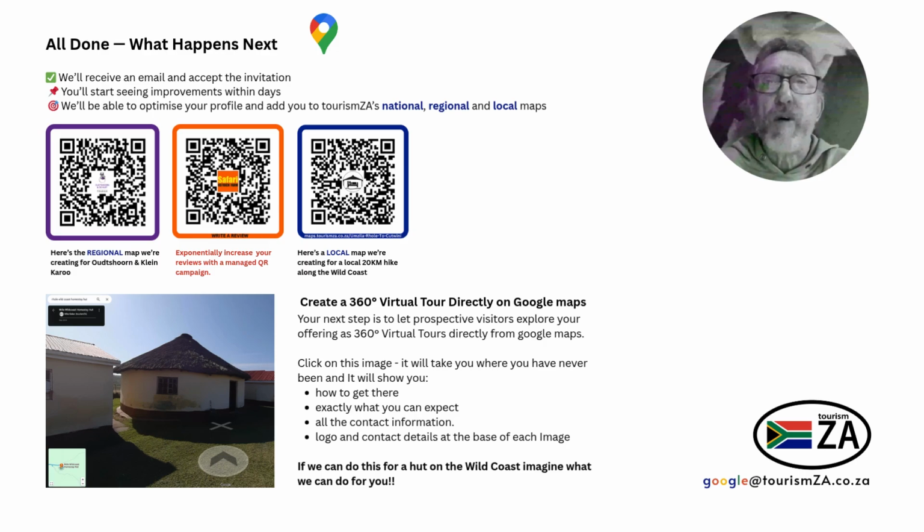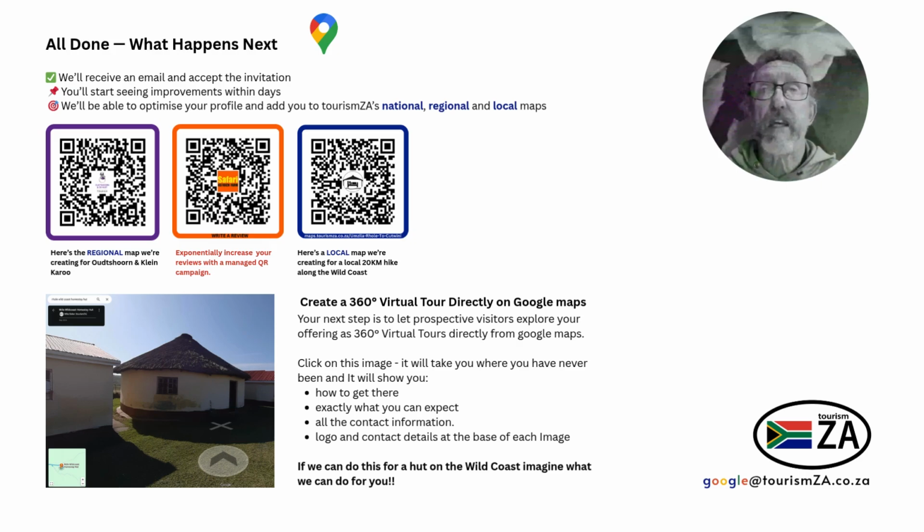And then the last point, something you really need to look at. It's not as difficult as people think it is, and it shouldn't be as expensive as everybody else is charging you. Think about creating a 360 virtual tour of your property directly onto Google Maps. It really works. This one that you see here is one of a series that we're creating for the homestays along the Wild Coast. Click on it, have a look at it directly on Google Maps.